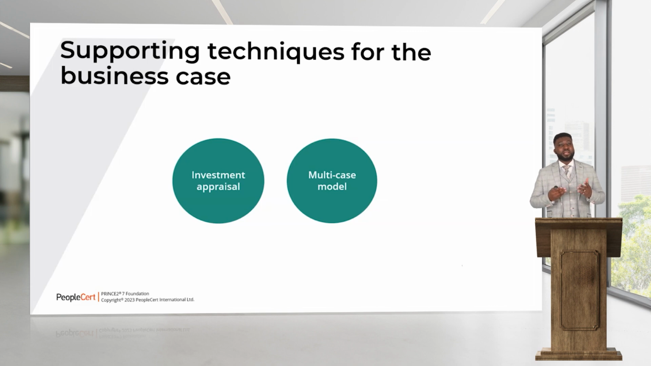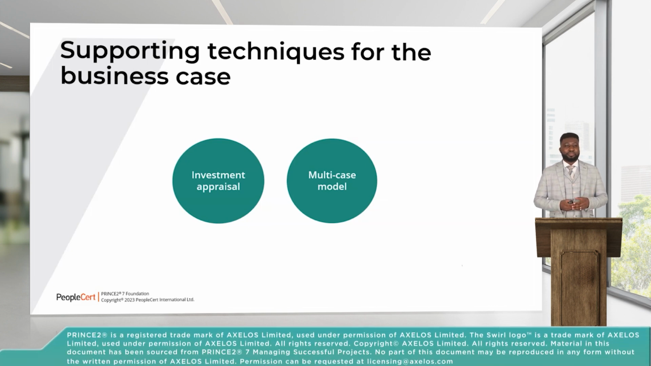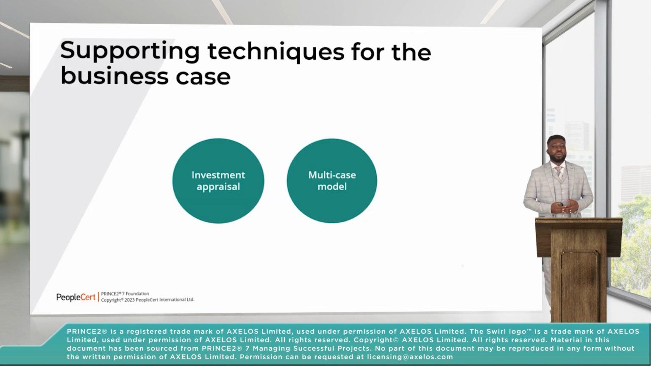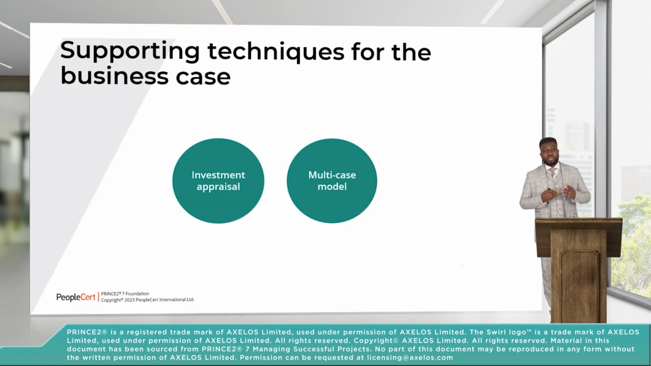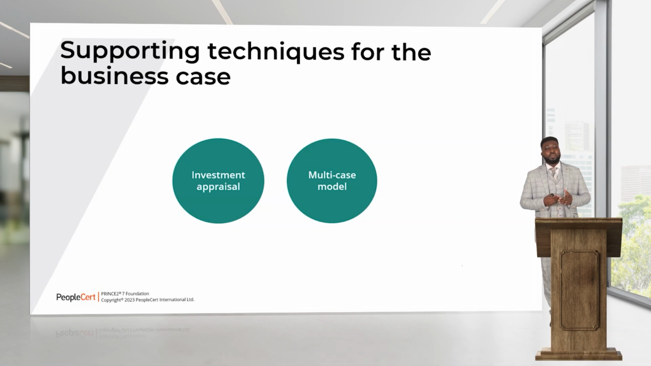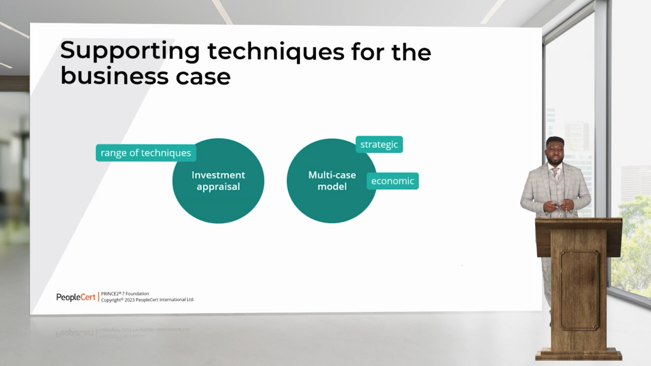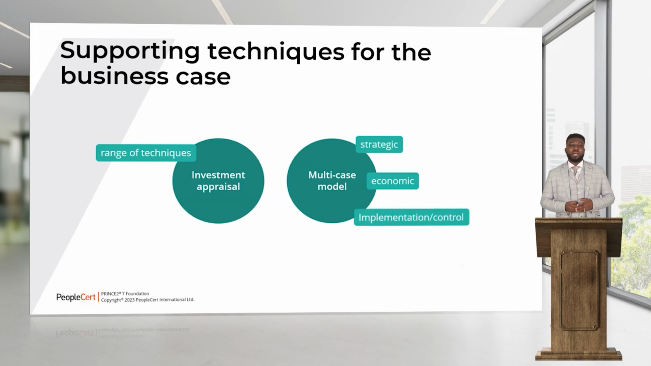Then we're going to consider the expected benefit and disbenefits. Once we have those sorted, we're going to consider the time scale as well as the costs. We're going to look at things like major risk as well as investment appraisal, and we're going to summarize everything that we've done. In terms of investment appraisal, we could look at things like rate of return or return on investment. But we could also employ the multi-case model, where we're looking at how this business case or how this project will benefit us strategically in terms of economic interest, as well as looking at the implementation and the control.